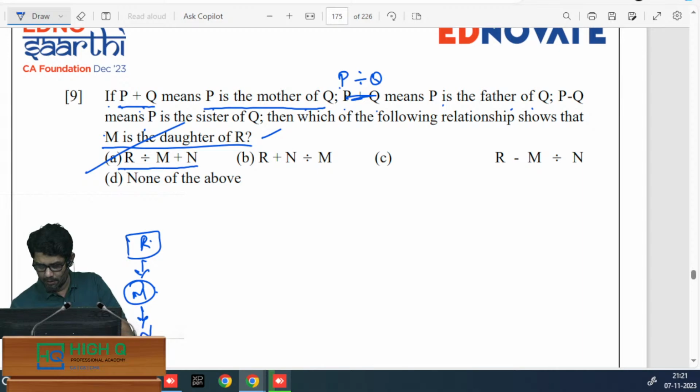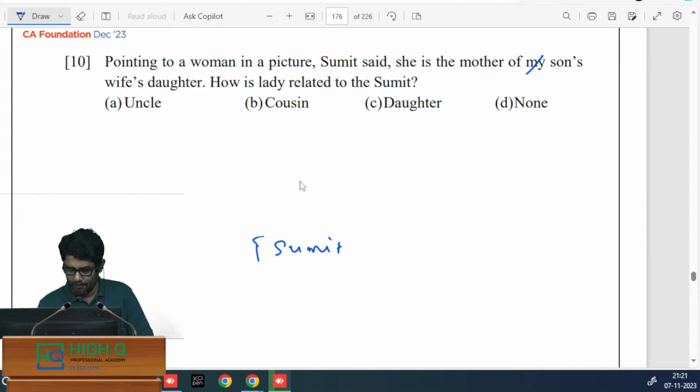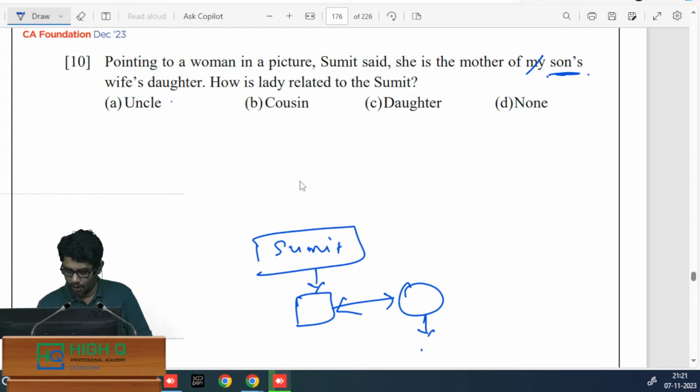Question 28. Pointing to a woman in picture, Sumit said, "She is the mother of my son's wife's daughter." This is Sumit. Sumit has got son, who has got wife. Next one is daughter. Next one is mother. That woman is the mother of my son's wife's daughter. That means this is the same woman. How is lady related to Sumit?